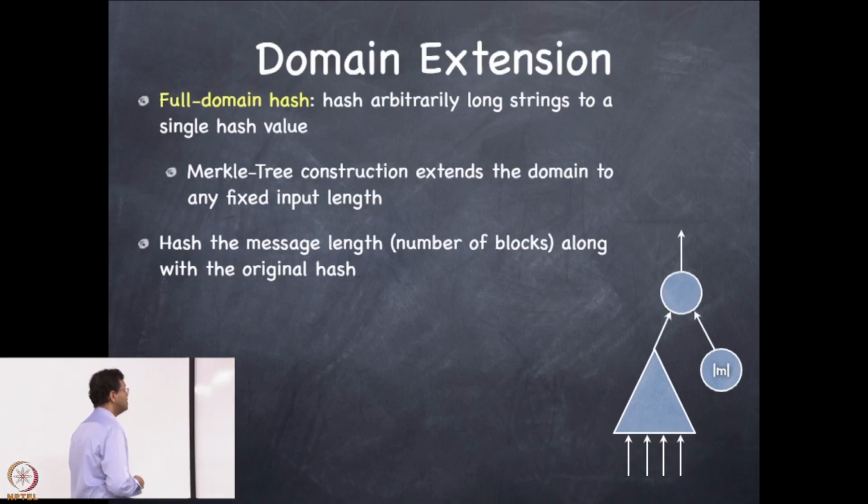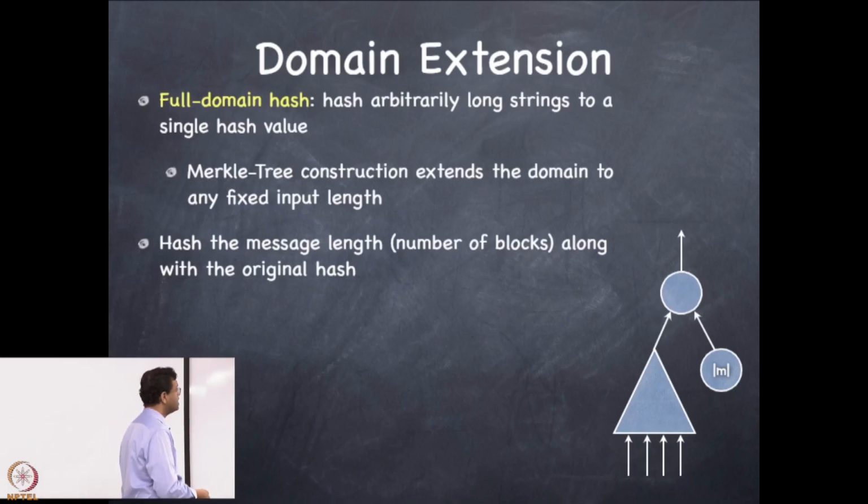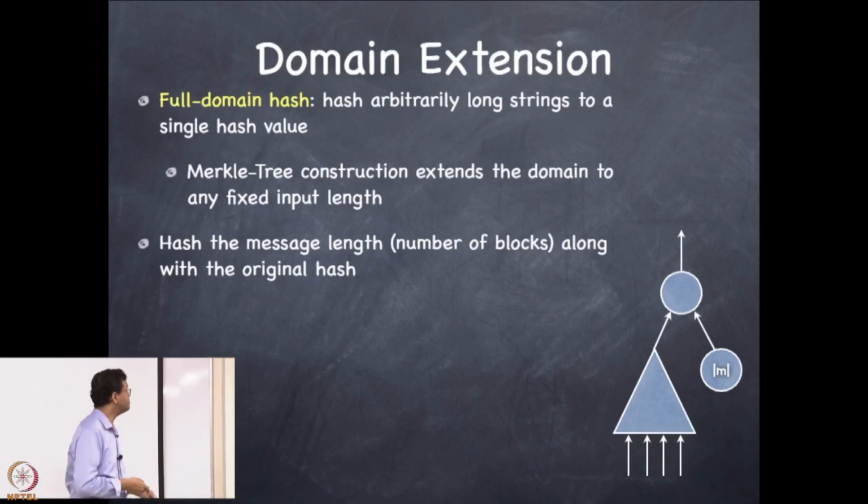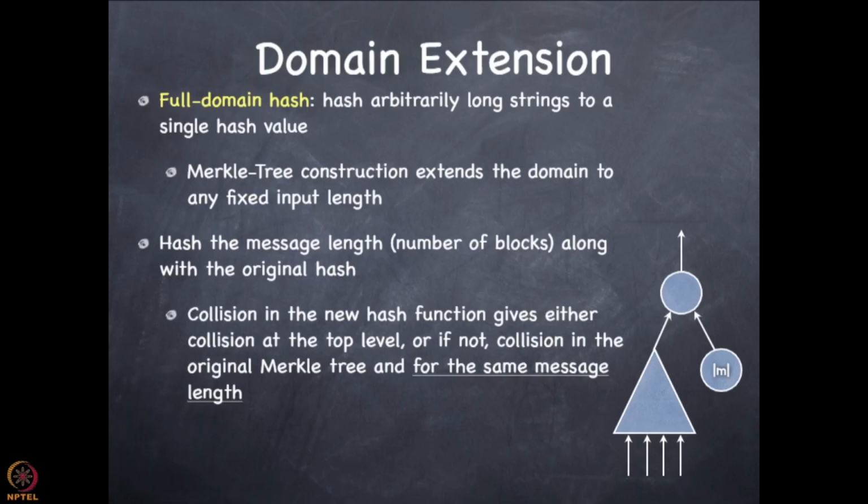How does this help? Well, the previous argument only helped me show that working with a particular fixed length, I get collision resistance. Now, if you give me a collision, there are two possibilities up front. Either you give me two strings which have the same length, in which case I can use the previous argument and find a collision, or they have different lengths. Well, if they have different lengths, then I already have a collision here, because this block will be different for the two inputs, and the output is the same. So I can get a collision at the root.